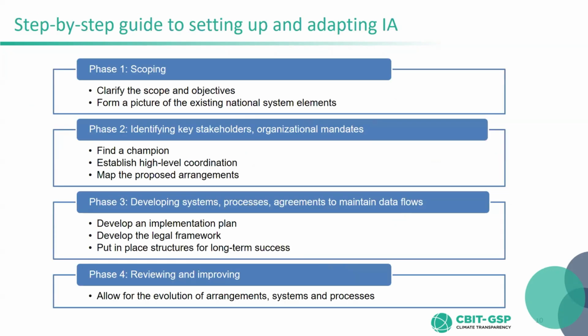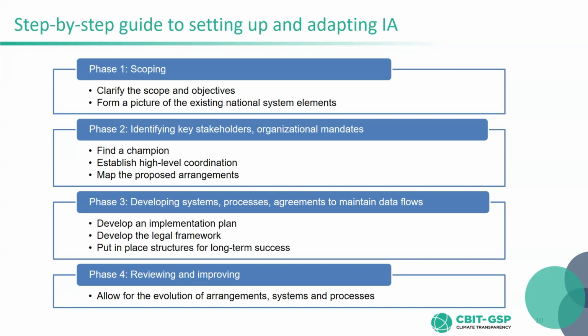Here, just very quickly, a step-by-step process for setting up and adapting institutional arrangements for a GHG inventory system. The first phase is scoping. So we need to start by defining what the inventory system needs to do, first of all. Then review what's already in place, who is already involved, what data exists, and where the gaps are.